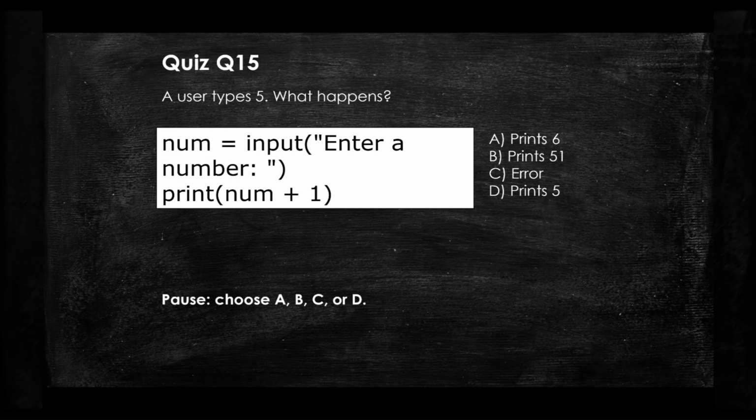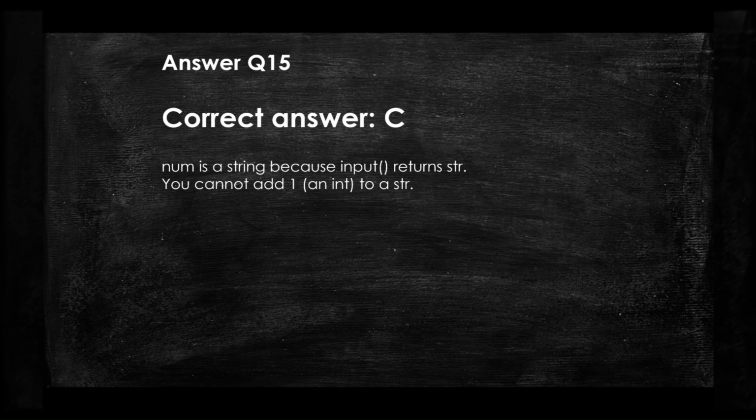Question 15. A user types 5. What happens? The correct answer is C. Num is a string because input returns str, or string. You cannot add 1, an integer, to a string.